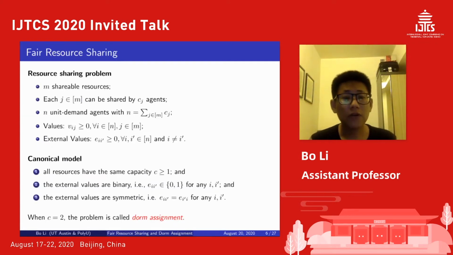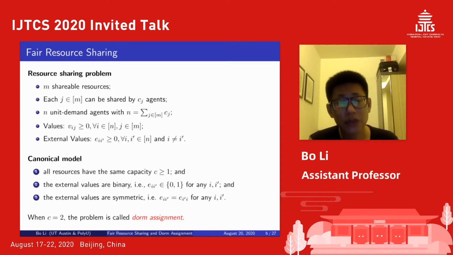Okay, for a given resource sharing problem, we have shareable resources. And for each resource, it has a capacity, Cg. So resource g can serve up to Cg agents simultaneously. And in the problem, there are n agents. In the current work, we assume the agents are unit demand. So each agent only desires a single resource, like in the DOM assignment problem, each agent requires only one DOM. And we assume the demand meets the supply. So n equals the summation of all the resources' capacities.